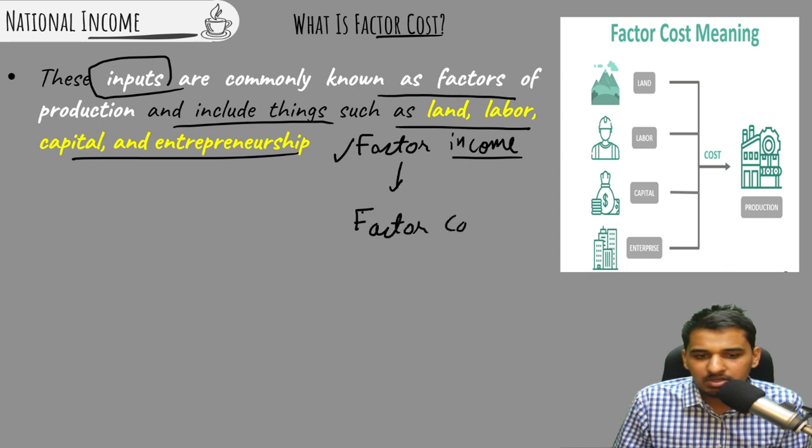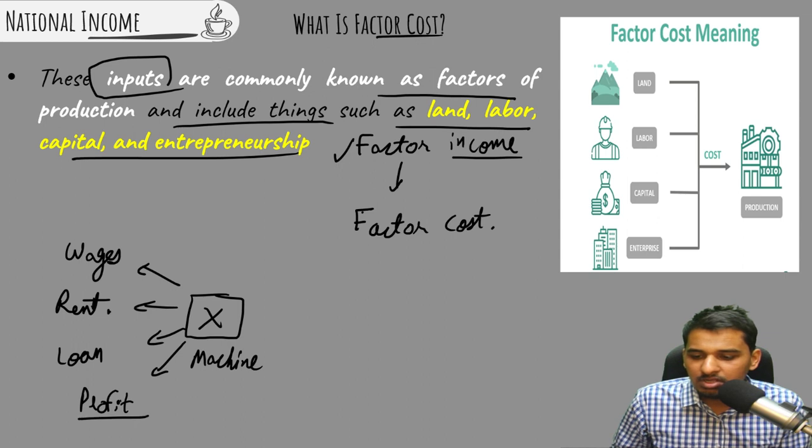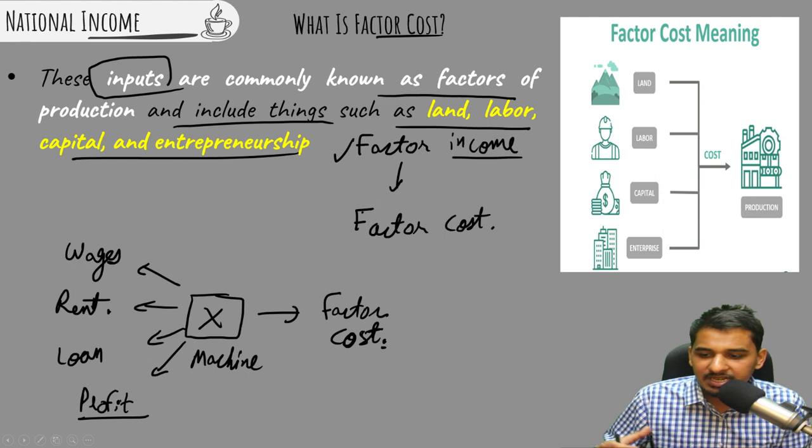Suppose I am manufacturing a machine X. I will have to pay some wages to my workers. I will have to pay rent for the place where my factory is. I will have to pay some amount on a loan, suppose I have taken some loan from a bank, and I will also include some amount of profit for me, that is my enterprise. So the total cost that will occur here is the factor cost. Please remember this, that I will be paying some wages, rent, loan, profit. I will be paying also for some raw material, say.